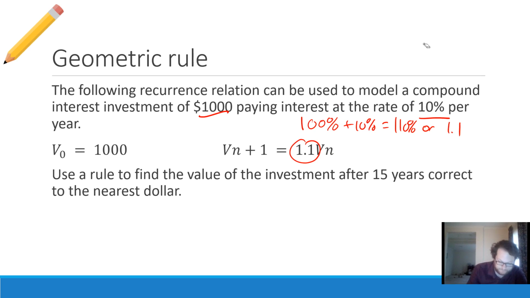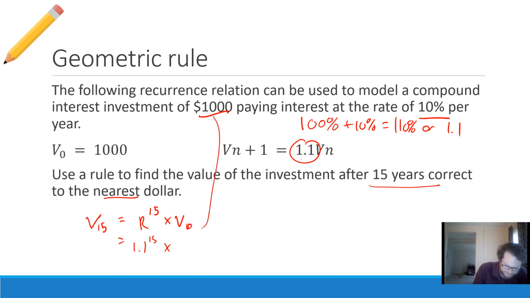So now that we've got this, let's use the rule to find the value of the investment after 15 years, correct to the nearest dollar. So that means we want to know what V15 is. To work out V15, we'd say that's going to be R to the power of 15 times V naught. In that case, R is going to be 1.1, so 1.1 to the power of 15 times 1,000.